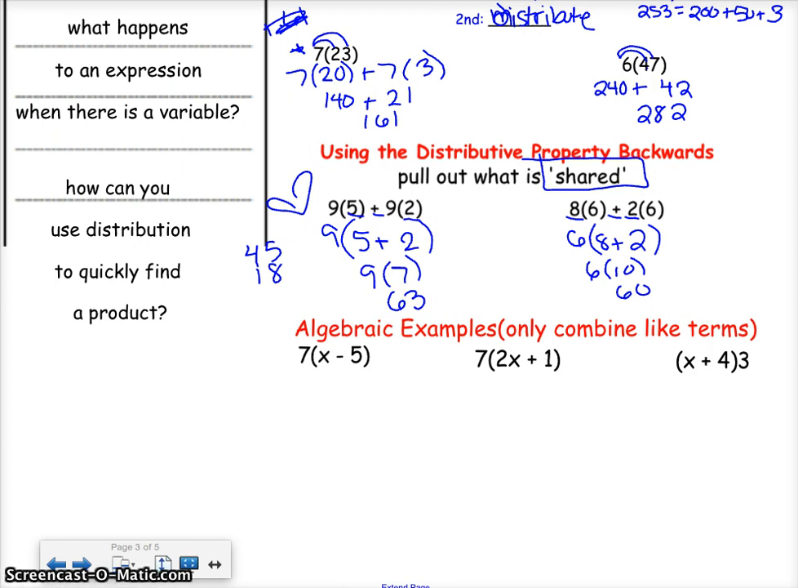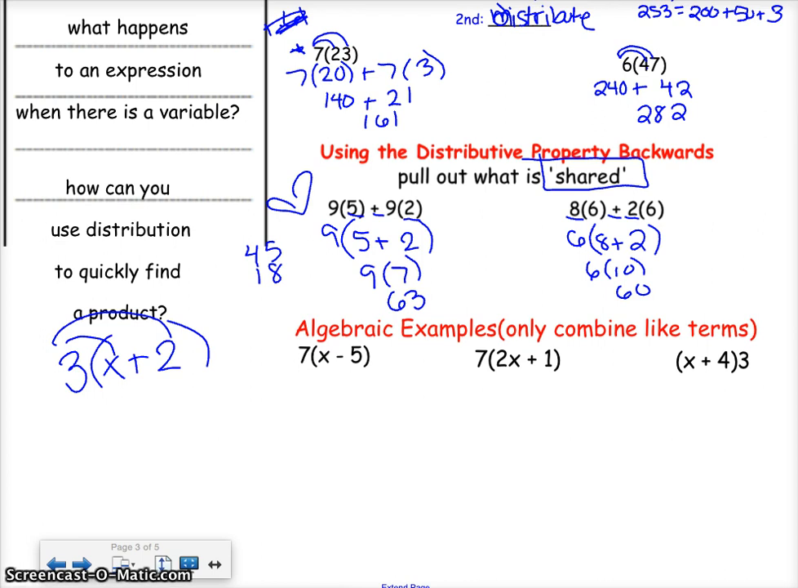So, let me just recap everything we've done. We showed that to distribute, you multiply both things inside that parenthesis nest, right? It's like that mama bird. If I had 3 parentheses x plus 2, 3 needs to go to the x, 3 needs to go to the 2. You distribute by multiplying.